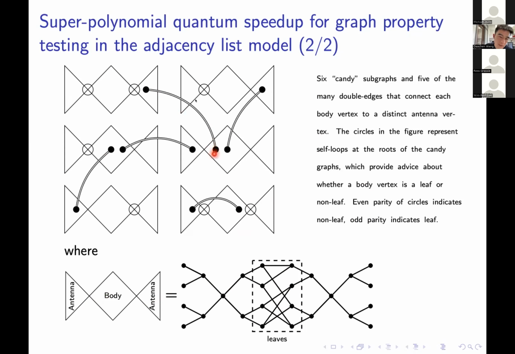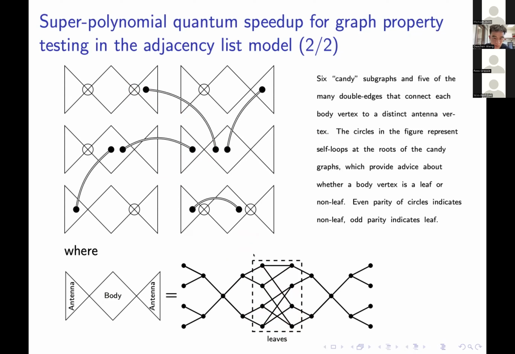Yeah, so the double edges go between body and antenna, and these circles represent sort of self loops at the intersection between the body and the antenna. So the idea is that we can classically test the entire glued trees graph if the leaves of the two glued trees, so the leaves are these vertices in the middle, are somehow marked or distinguished in some way. This is because the problem then reduces to testing balanced binary trees, which we know how to do even classically.